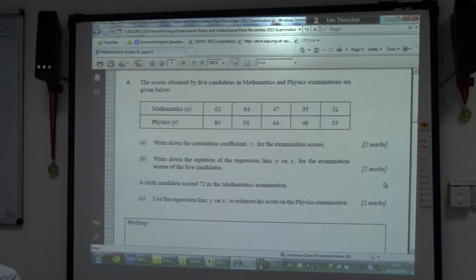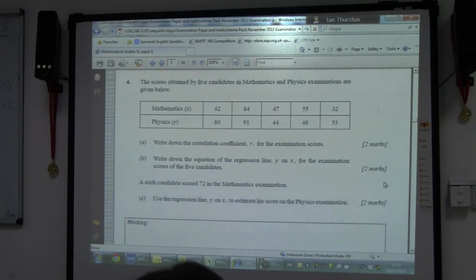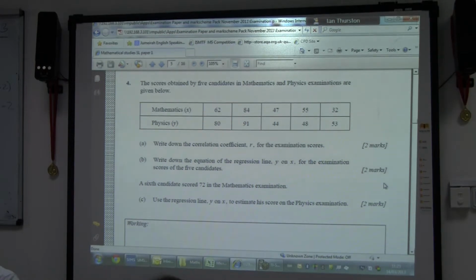Okay, so we've got a question now where we're being asked about correlation and regression lines. We have two bits of information on each individual person. I have their math score, the X values, and I have their physics score, the Y values.